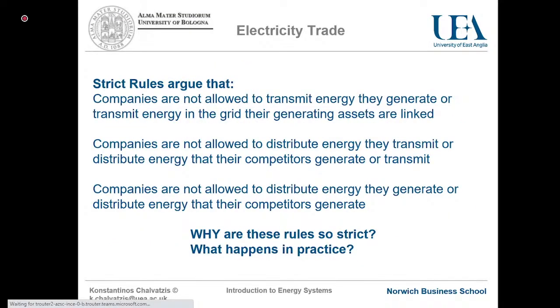So the rules in more detail normally would say that companies which generate electricity are not allowed to transmit it, or companies that transmit electricity are not allowed to play in the generating side, or companies that distribute energy should not transmit energy, or companies that retail energy shouldn't be allowed to distribute that energy, and so on. So no company is allowed to have control of two continuous segments of the supply chain, if you see what I mean. That is the main concern.